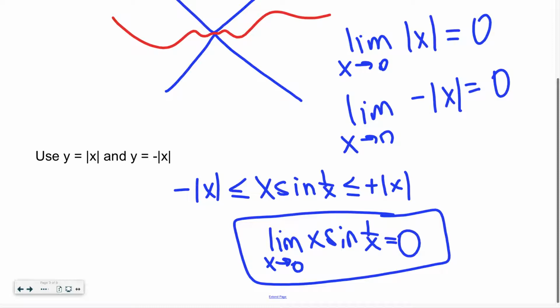How many of you have a strong bond with trigonometry? Like that was your favorite part of calculus, the trigonometry part. Yeah, it's all good. All right, we're going to do some trig limits. Some of you, I don't know if you're being sarcastic or not.